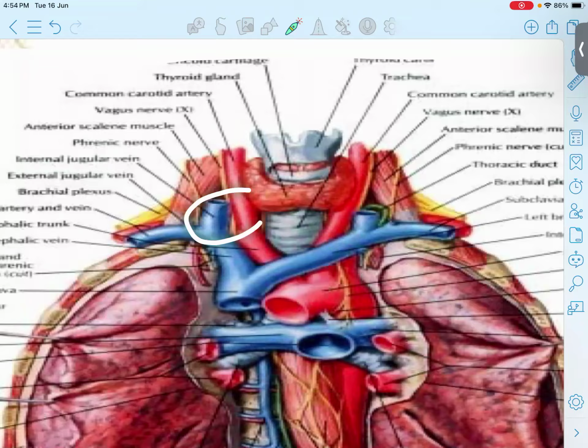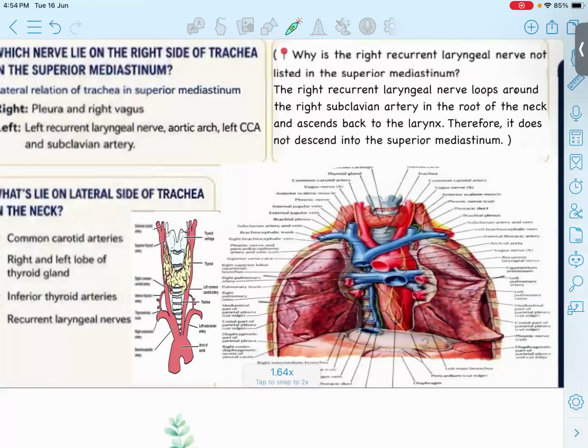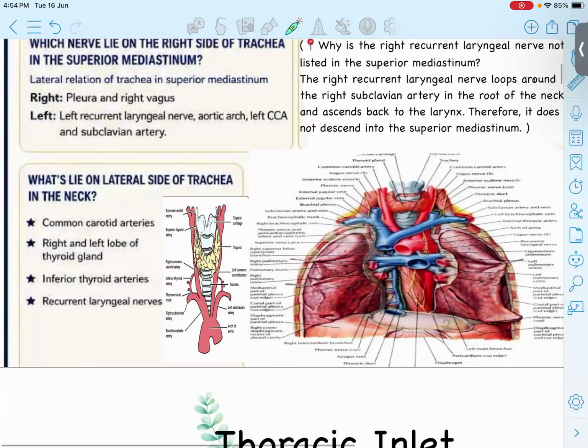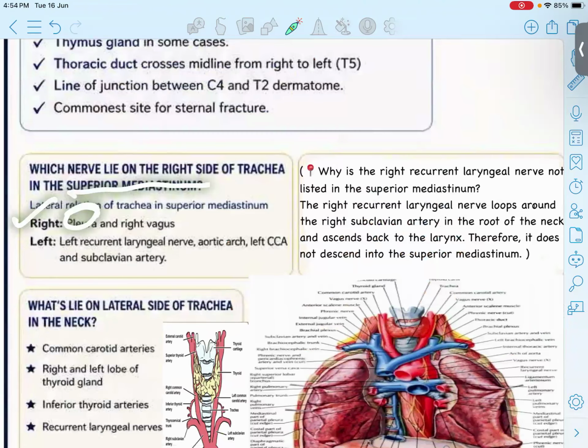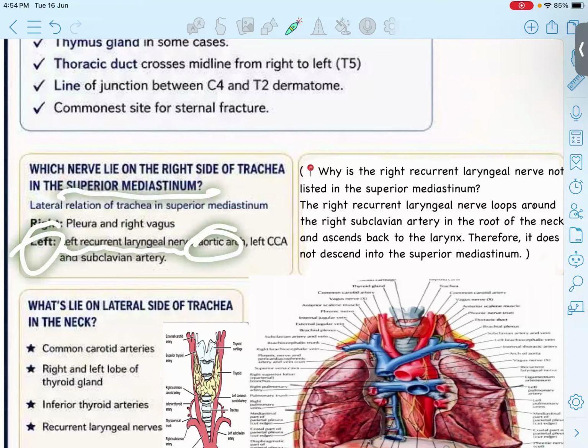So in superior mediastinum, the relation of trachea, if I want to tell, there won't be right recurrent laryngeal nerve, only vagus nerve, okay, and pleura will be present. So right side relation in superior mediastinum: pleura and right vagus. Be careful here. There won't be right recurrent laryngeal nerve, but left side in superior mediastinum, there will be left recurrent laryngeal nerve, aortic arch, left common carotid artery, and subclavian artery.